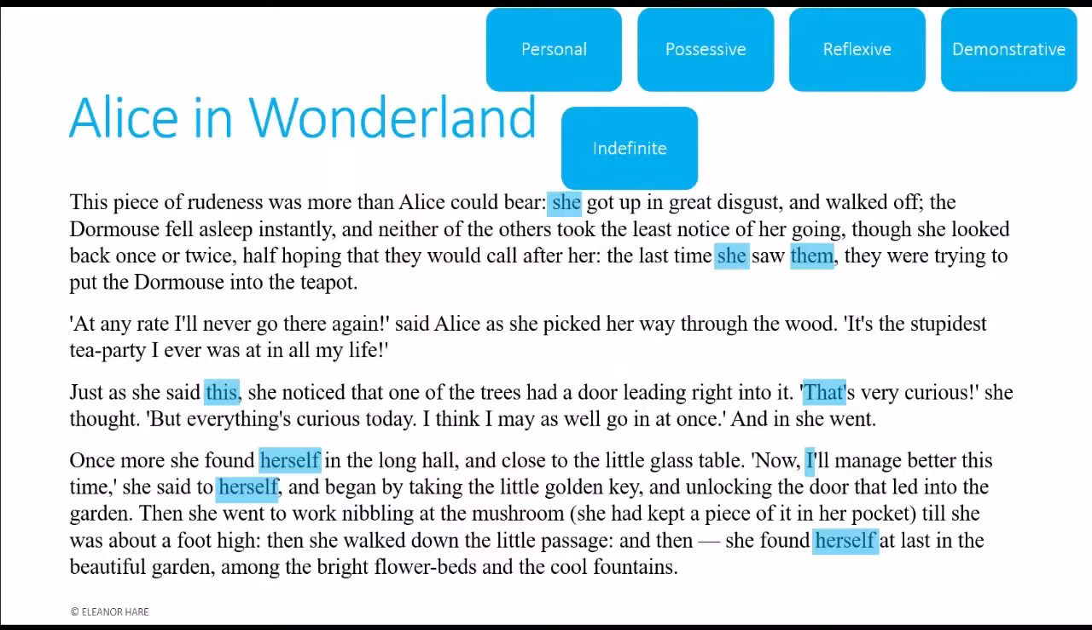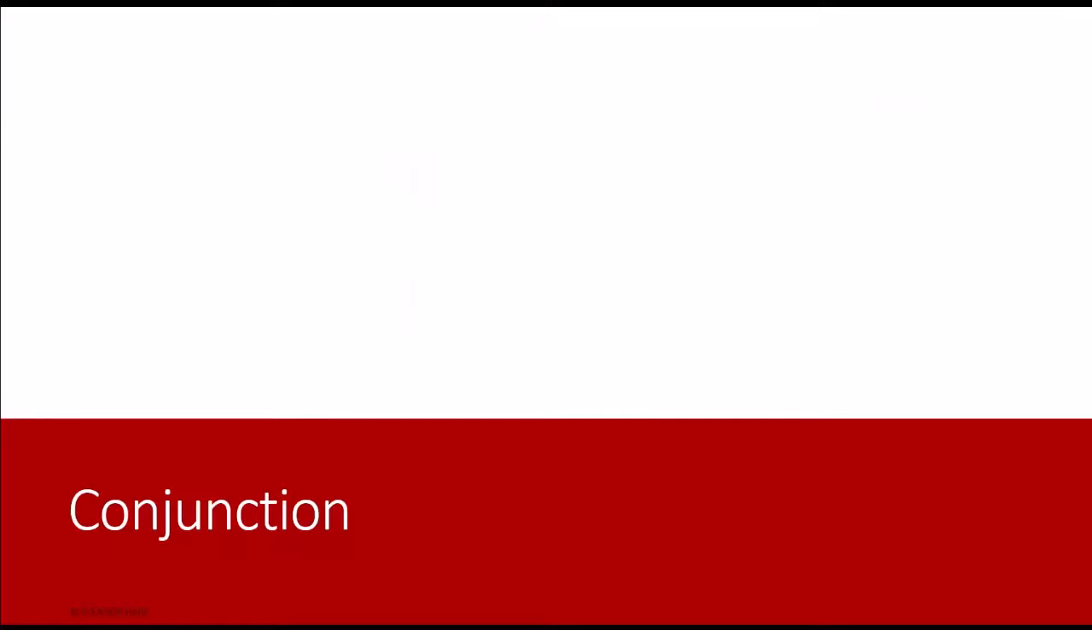So some indefinite pronouns. So we have everything, and some. Relative down here, that led into garden. I couldn't find any interrogative pronouns in this extract, but again, there might be some, but they're just WH words. Now for conjunctions.